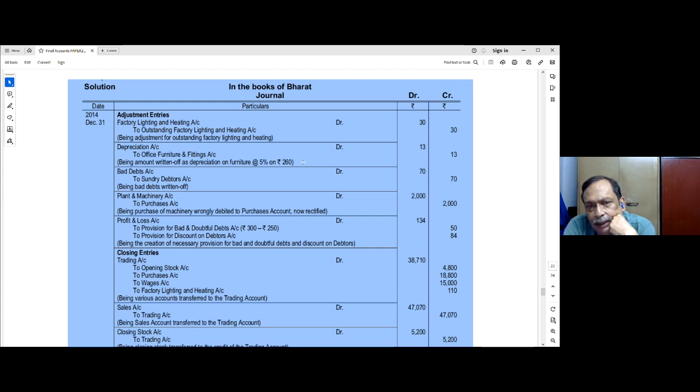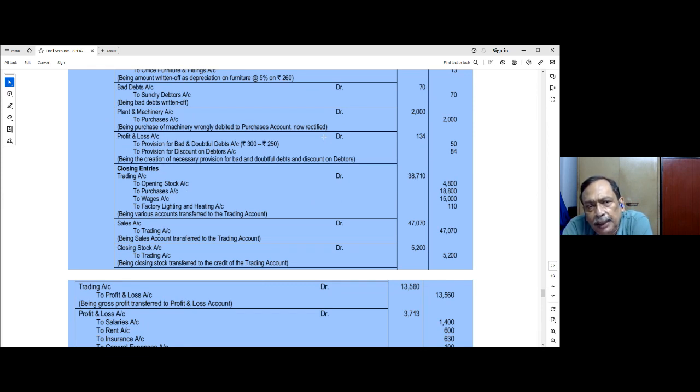Then depreciation account debit to office furniture and fittings. That is being amount written off as depreciation on furniture at the rate 5% on 260. Then bad debts account debit to sundry debtors account. That is bad debts written off. Then plant and machinery account debit to purchase account. Being purchase of machinery wrongly debited to purchase account, now rectified.